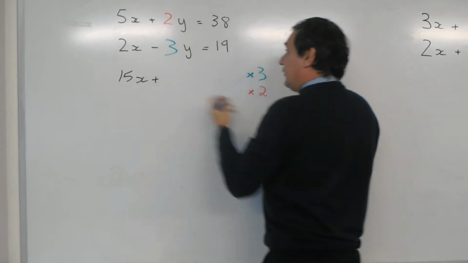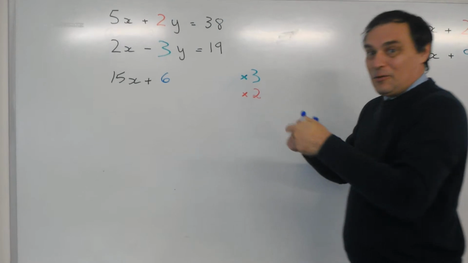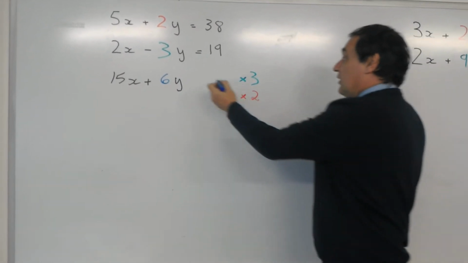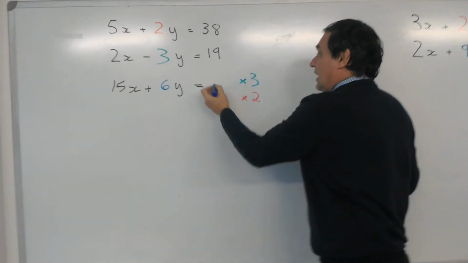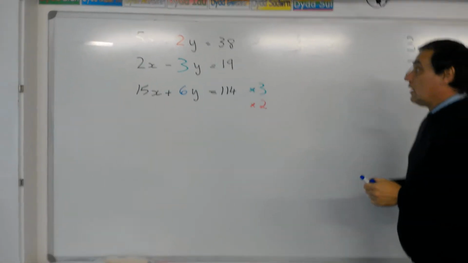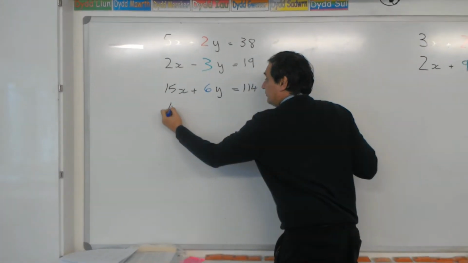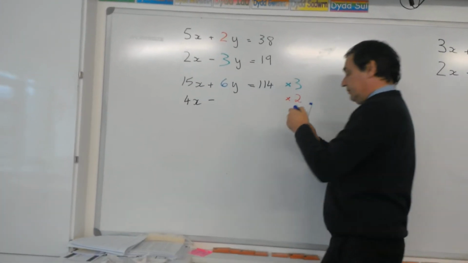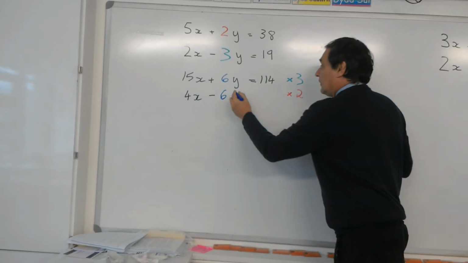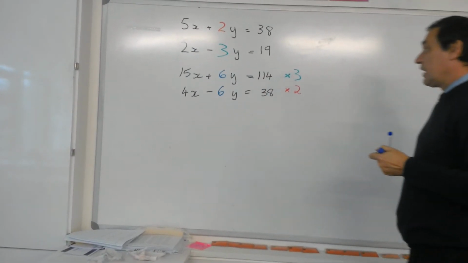15x plus, and now multiplying by 3 here, I'm going to turn it blue, and I'll tell you why I'm using all these colours in a minute. So 15x plus 6y, and I've got a times by 3 there, so that's going to give me 114. Next one then, I'm going to multiply by 2, so that's going to give me 4x minus 6y equals, and we've got 38 altogether.